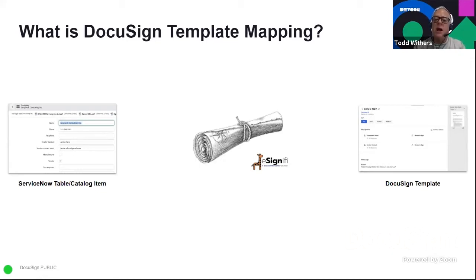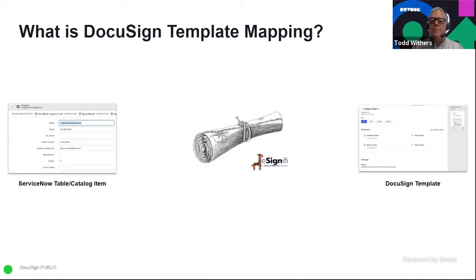Template mapping is a DocuSign integration approach where you map DocuSign templates to objects in a host system like ServiceNow in our case. So it's useful to think of ServiceNow, if you're not real familiar with it, as a bunch of tables with rows and columns, right? That's kind of at a very basic level what ServiceNow is. And this is actually true for many SaaS solutions, but it's particularly true in ServiceNow. Template mapping is the process of connecting a ServiceNow table with a DocuSign template. So in our case, we had the company table that you see on the left, and we connected that to the simple NDA template in DocuSign shown on the right.